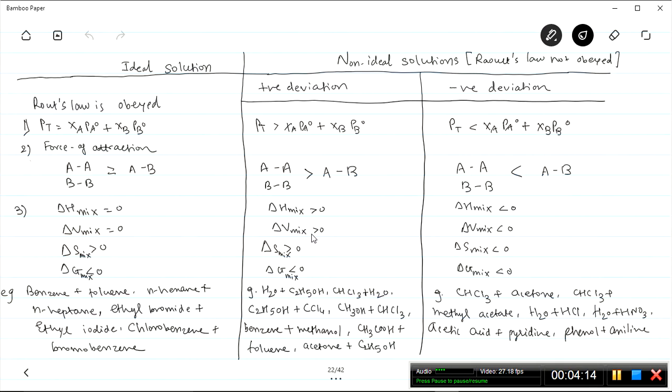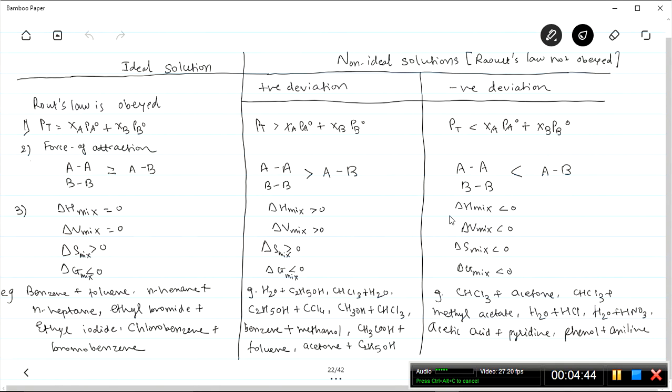Now why that happens is, as we said, the intermolecular force of attraction between AB molecules is less, so we are saying that molecules are loosely bound, or the distance between molecules of A and B will be more in liquid phase. So effectively the space occupied by these molecules will be more, and that is why delta V mixing is greater than 0.